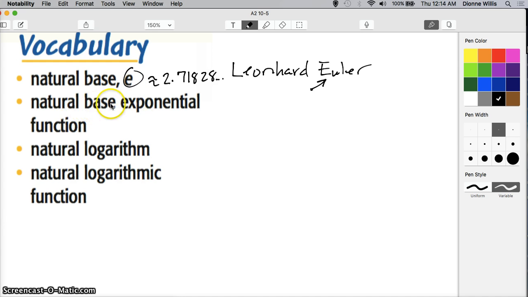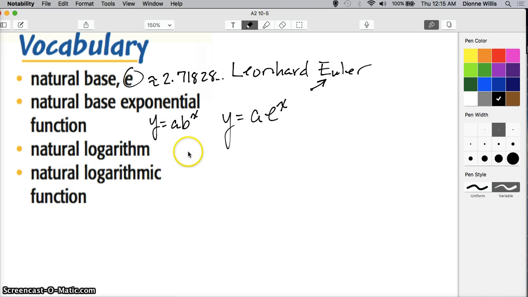All right, so the natural base exponential function is an exponential function where E is the base. So we're used to exponential functions of the form y equals a times b to the x power, but in this case, the b value would be replaced by e. So functions of the form y equals a times e to the x power would have a natural base.